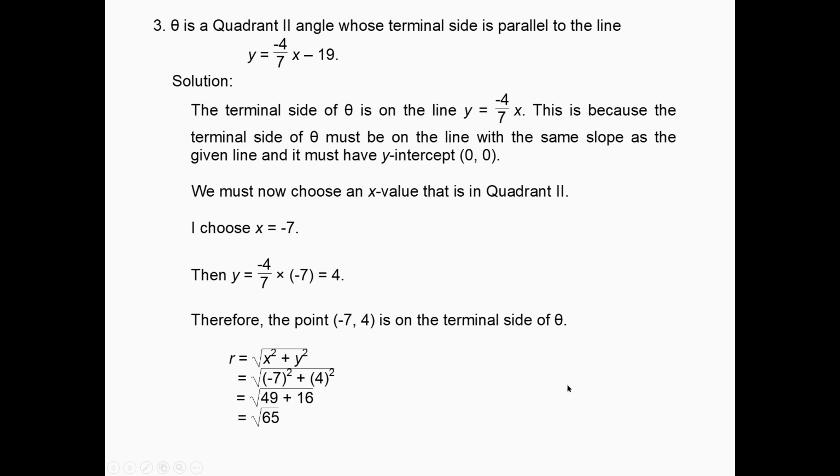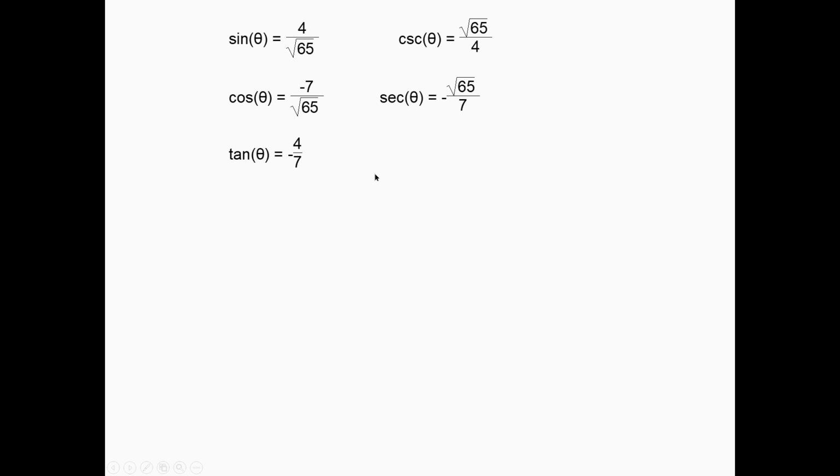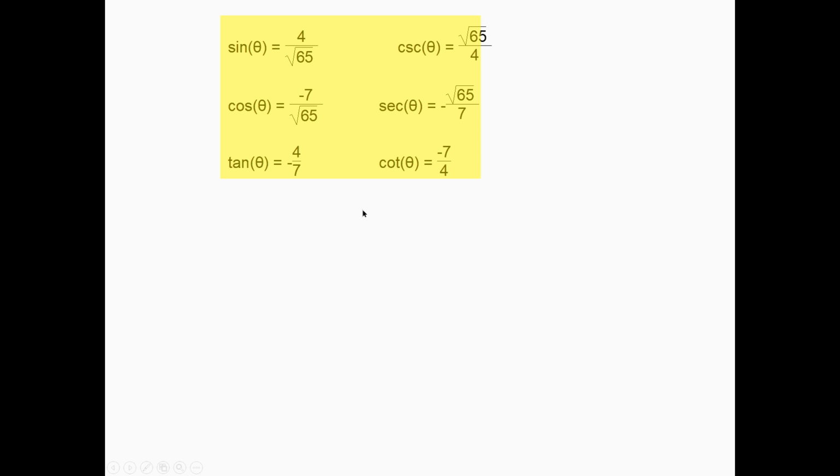So the sine of theta is going to be y over r. So it's 4 over square root of 65. Cosine of theta is going to be x over r. So negative 7 over square root of 65. The tangent of theta is y over x. So negative 4/7. Then the cosecant, square root of 65 over 4. Secant, square root of 65 over negative 7. And lastly, the cotangent is going to be negative 7 over 4.